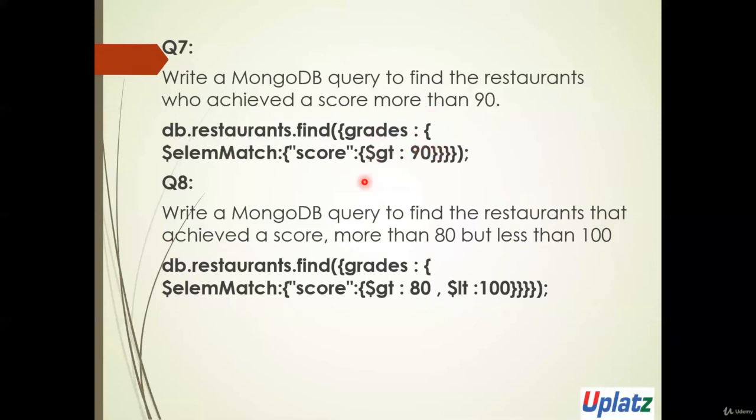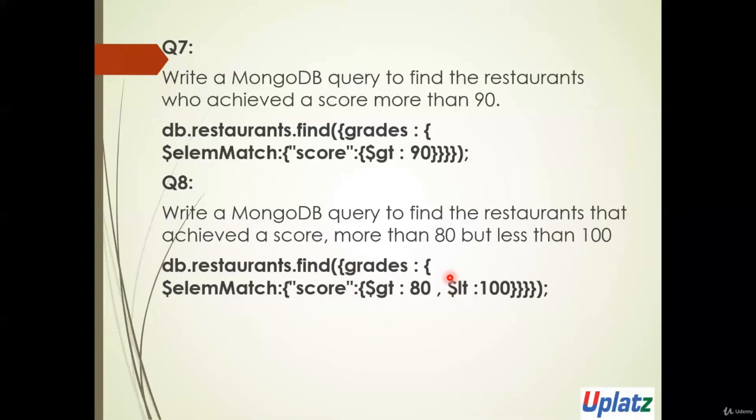So the next question is, write a MongoDB query to find the restaurants that achieved a score of more than 80 but less than 100. So they are asking for 81 to 99. The same thing, it is an embedded document, so I'm going to use element match. My score should be greater than 80, so I'm using the GT operator, and it should be less than 100, so comma, I'm using the LT operator.